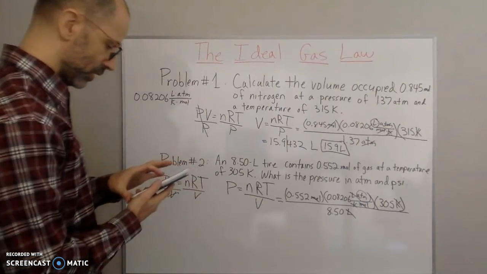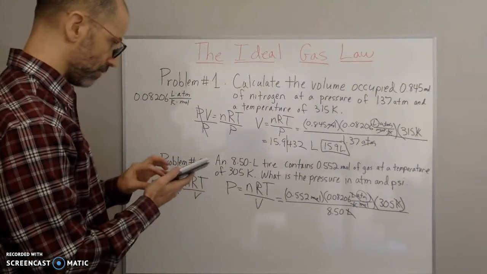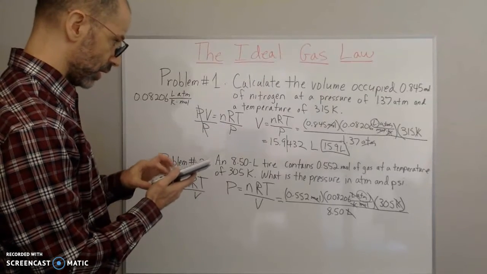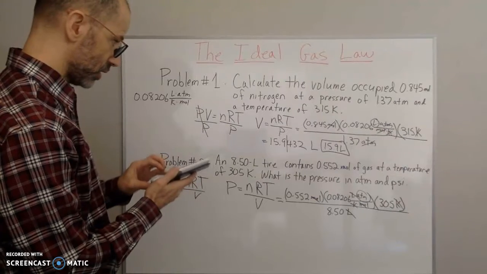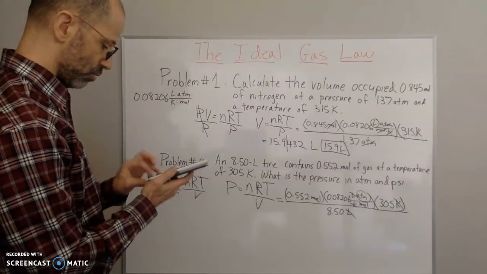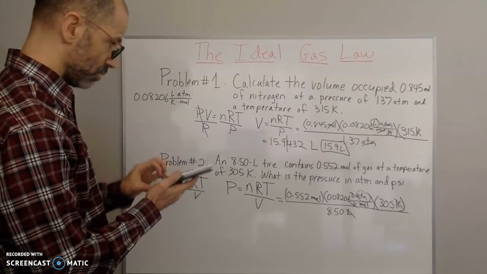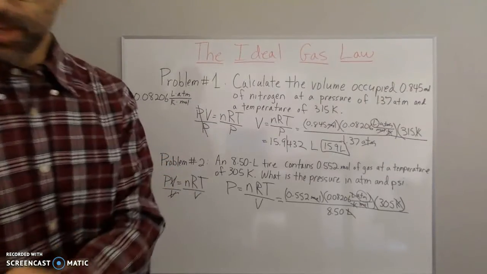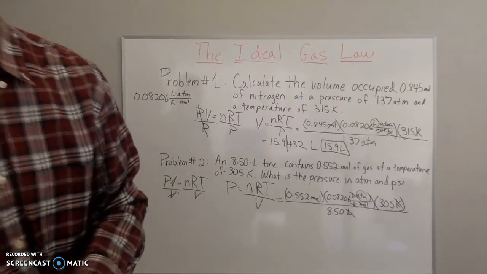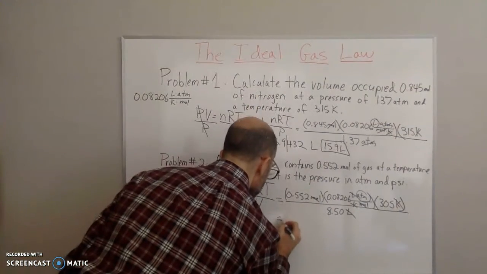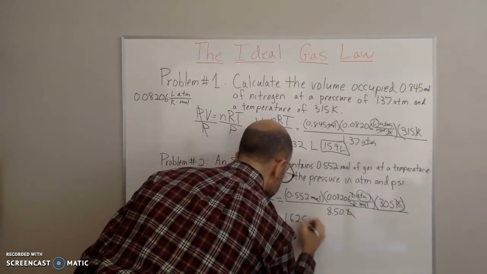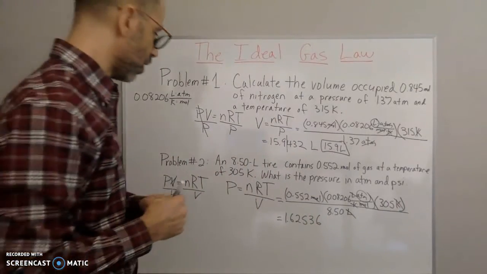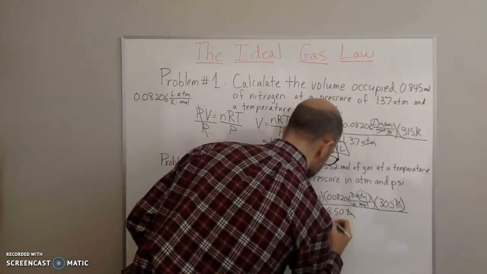So let's go ahead and calculate. So we're going to get 0.552 times 0.08206 times 305 divided by 8.50 equals, and I get 1.62536. Okay, and this is atmospheres.